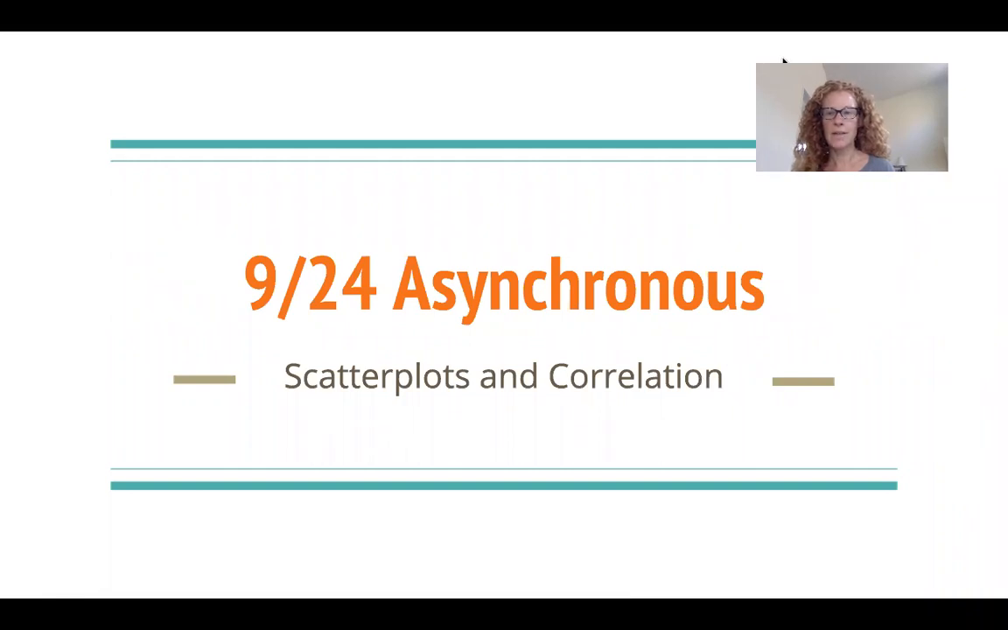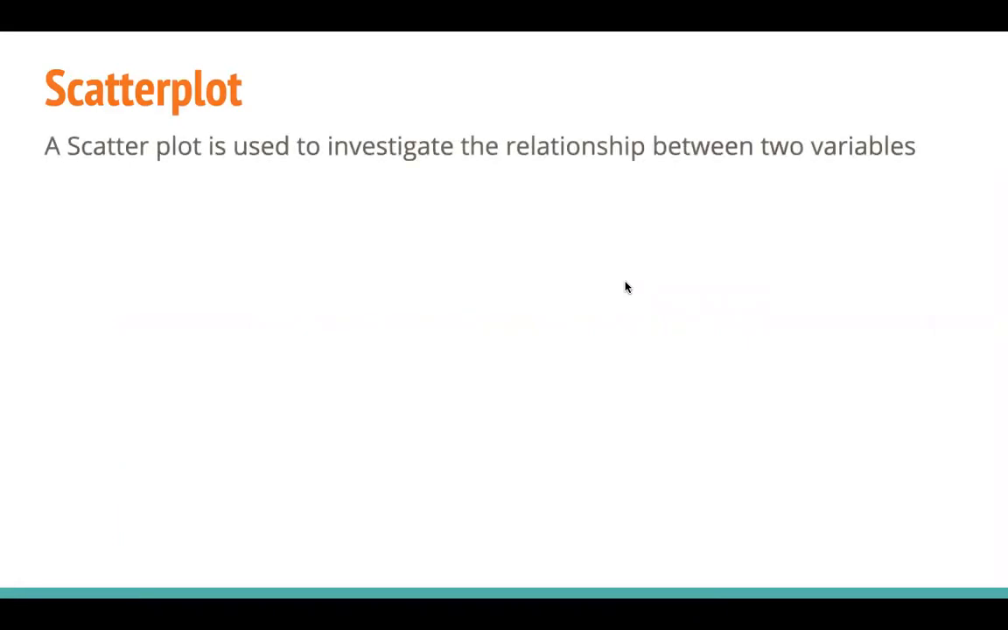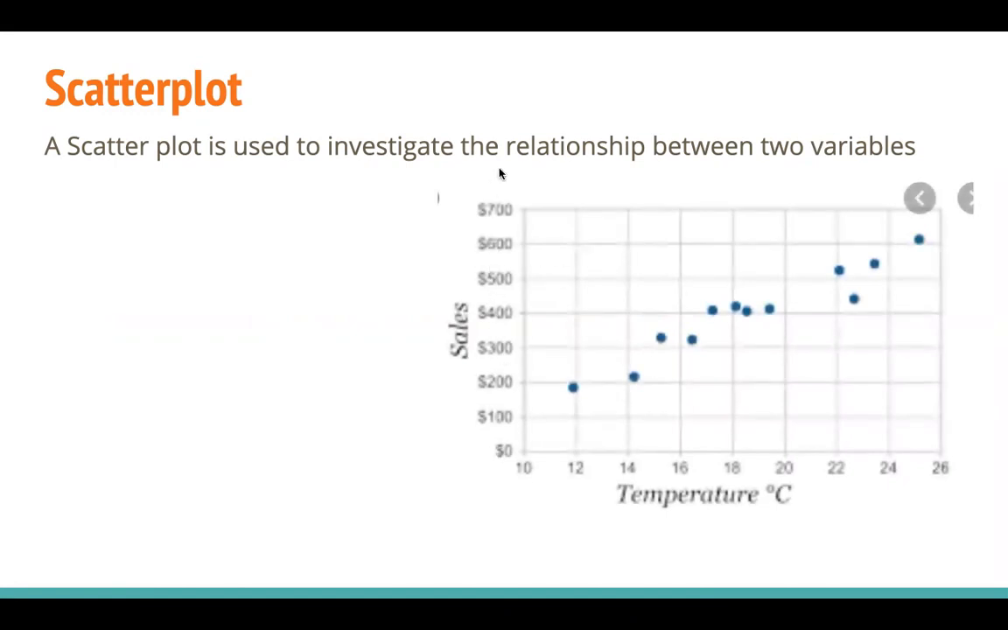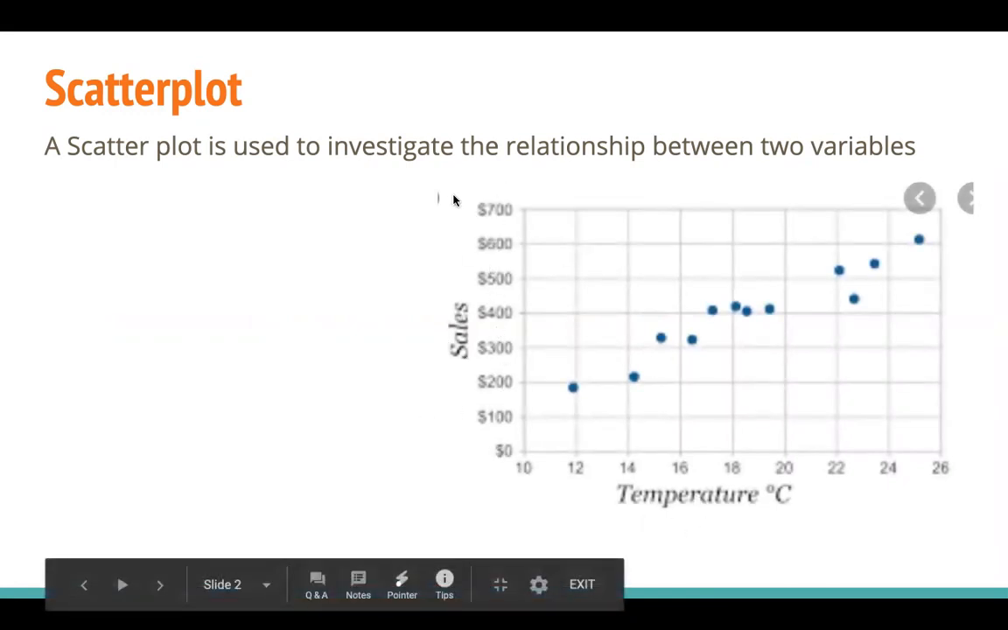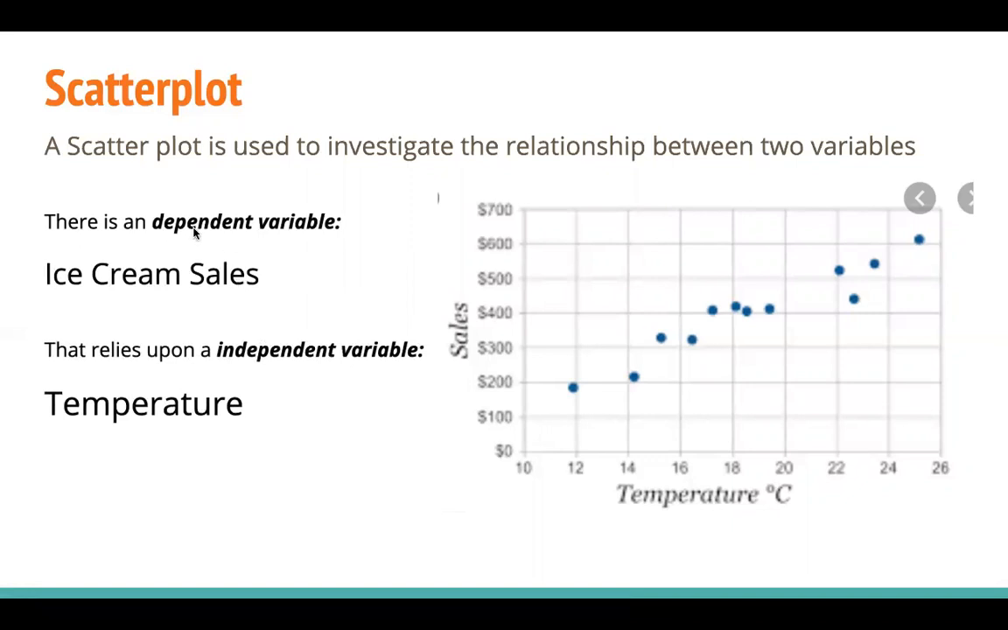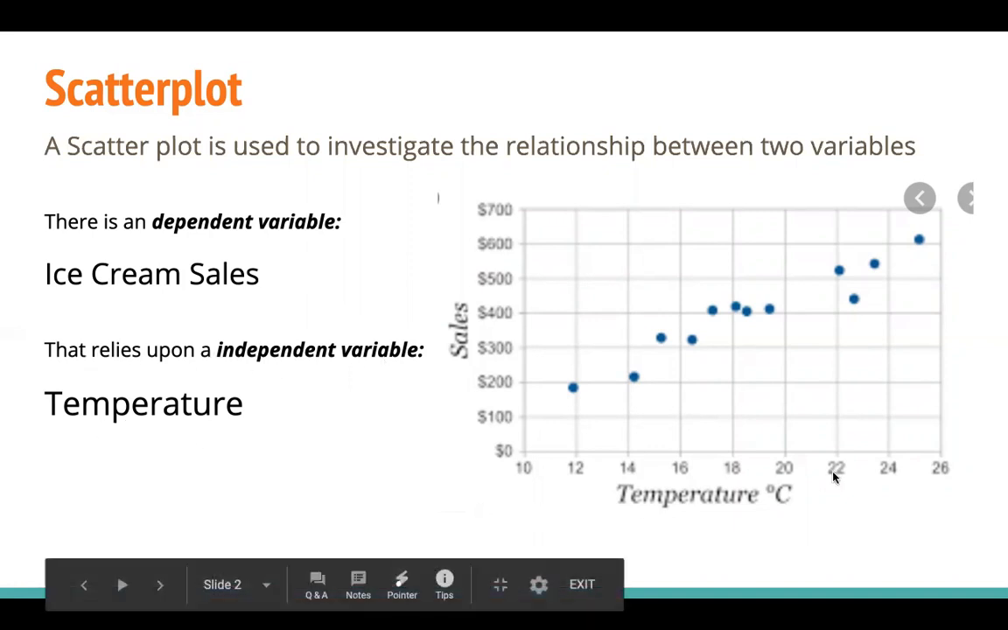We'll get started. A scatterplot is used to investigate the relationship between two variables. And when I say variable, I really mean in the real world, specifically variables that are measured with number answers. So here are two variables. Temperature is one, and ice cream sales is on the y-axis. In this relationship, there is a dependent variable, ice cream sales, and that's relying upon the independent variable, temperature. As the temperature goes up, so does the sales of ice cream, and I can see that from the graph here.